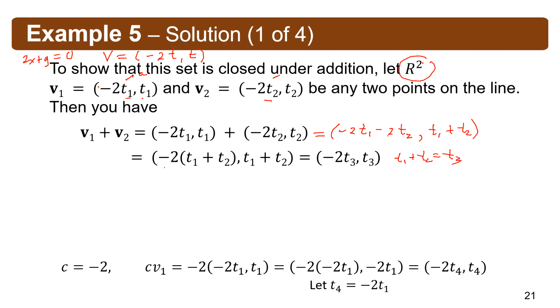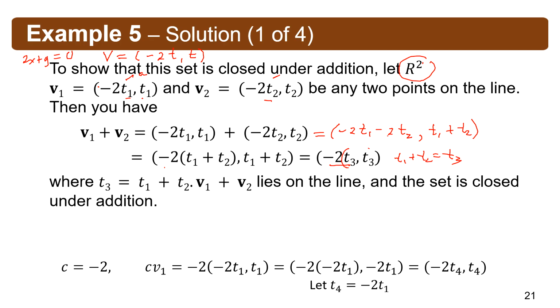Okay? So I can now get the same form. That's negative 2 t sub 3, t sub 3. You see? All right? So again, we let t sub 3 equal to t sub 1 plus t sub 2. So v sub 1 plus v sub 2 lies on the line, because they have the same form. And the set is closed under addition.